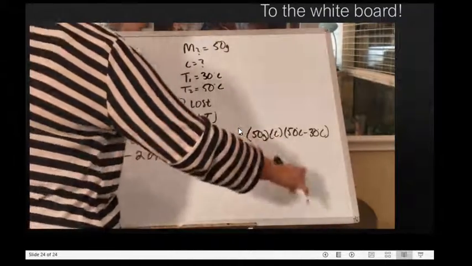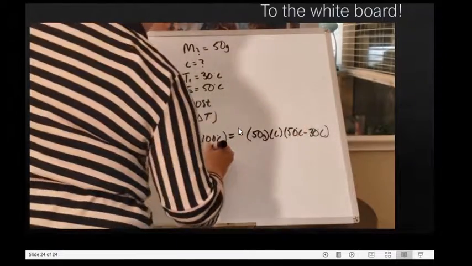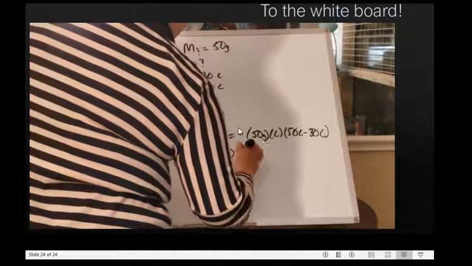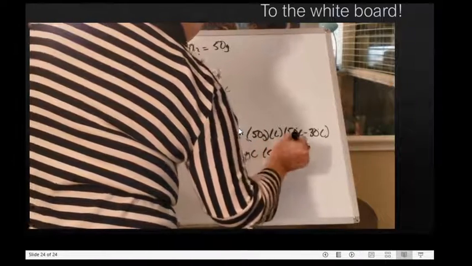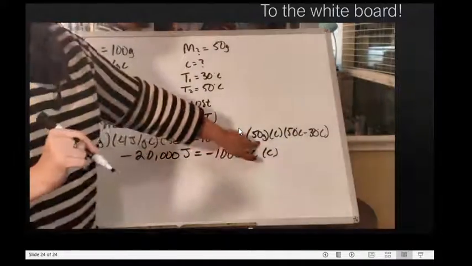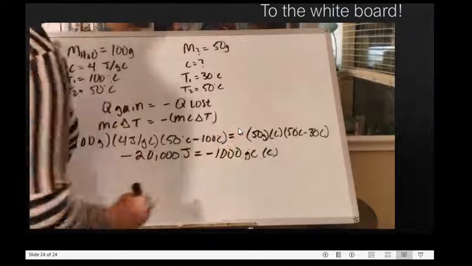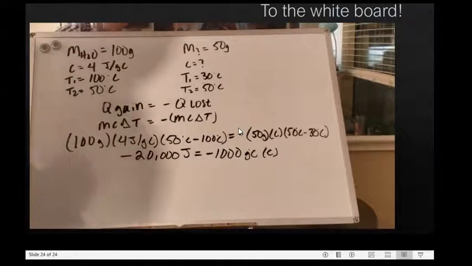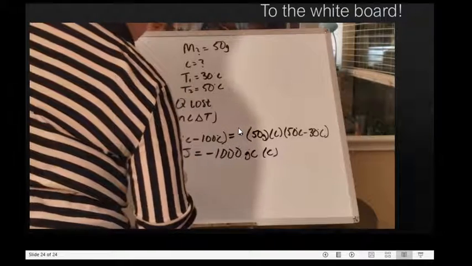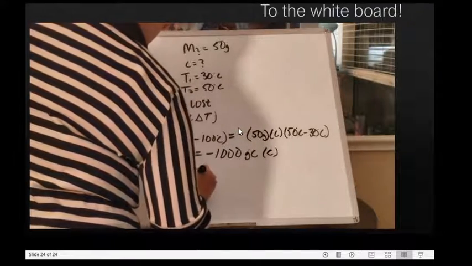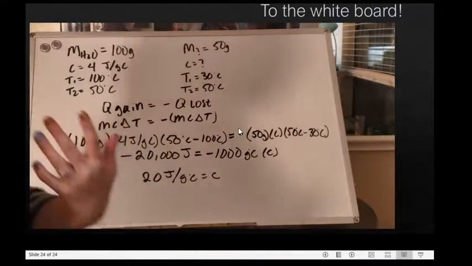On this side, we have 50 minus 30, we get 20 times 50. We have negative 1,000 GC times our unknown. We have grams, we have Celsius, so we're left with GC. So at this point, we just divide negative by negative, we get a positive 20 joules per gram Celsius as our specific heat of the unknown.